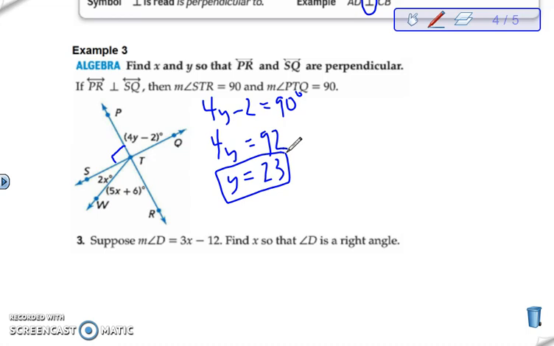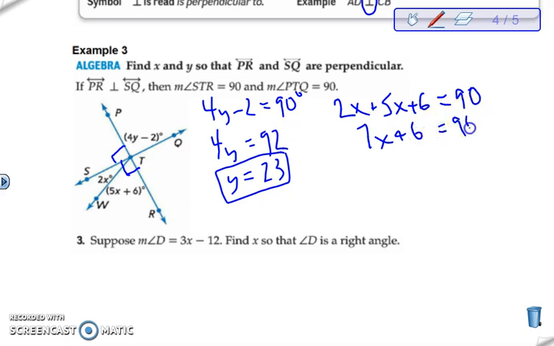Finally, let's get x. So in order to get the right angle over here, notice that these two would have to add up together. So we're going to take our 2x plus our 5x plus 6 and have it equal 90. So let's solve it out. Subtract the 6. Divide by 7.